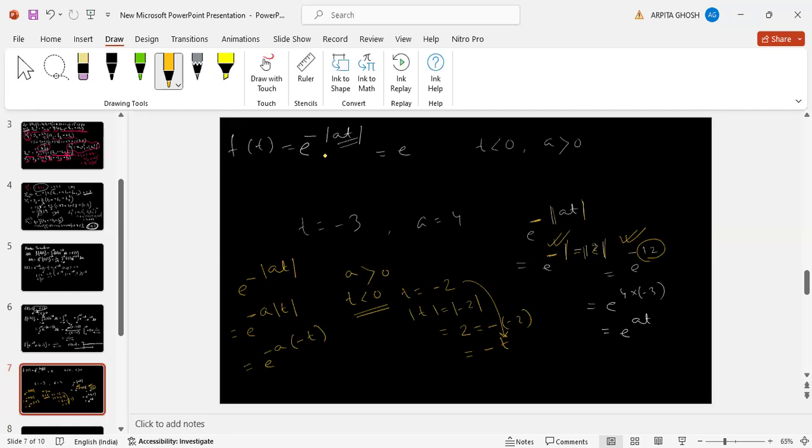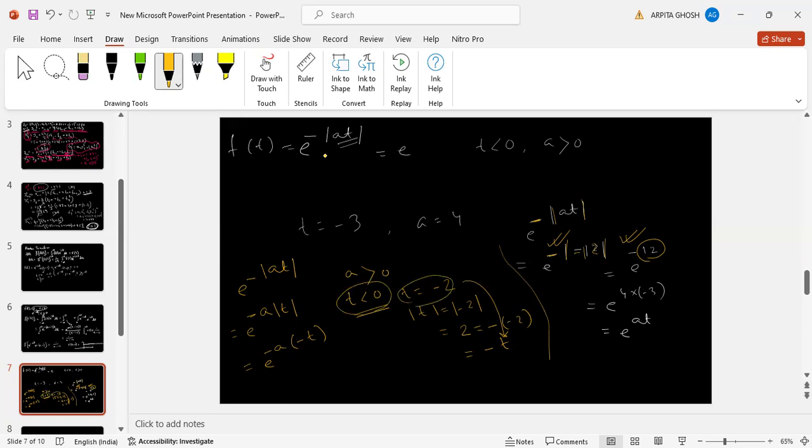Yes ma'am. Okay, so this can be written as, look at this, what I'm showing now, e to the power minus mod of a into t. A is a positive quantity, that's why we can take this a out. So it's e to the power minus a into mod of t. Now t is having a negative value. If t is having negative value, for the timing, suppose t is equal to minus 2.